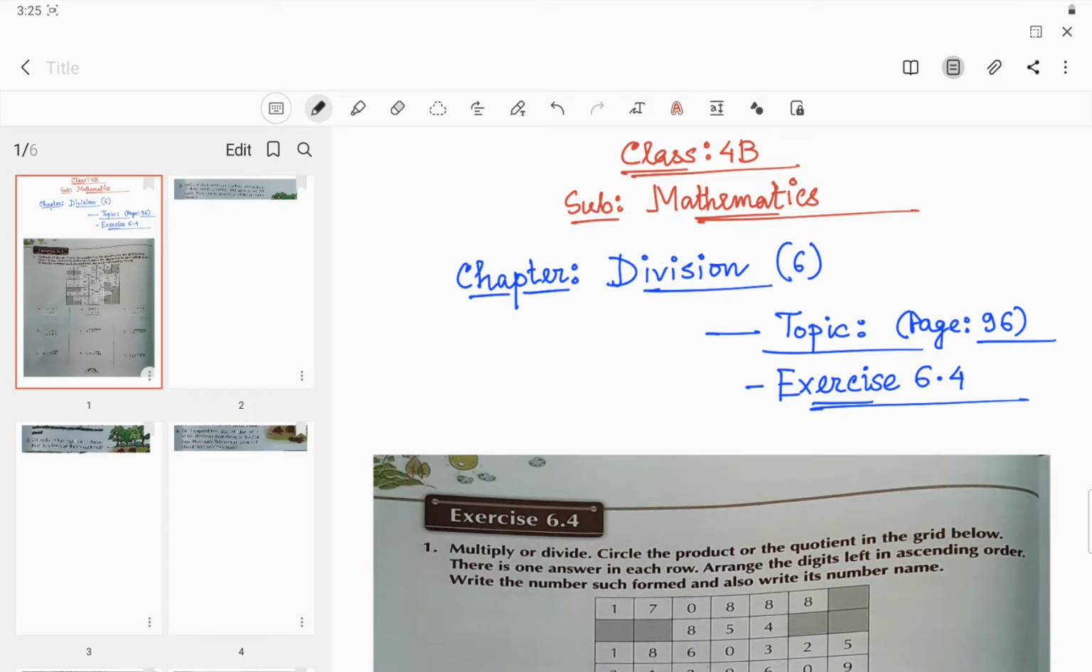You know, we are in the chapter division. In the previous video, we have discussed division by a two-digit number with remainder and without remainder. And also I have discussed exercise 6.3. Today, in this video session, we will discuss exercise 6.4, that is on page number 96. So let's do it.